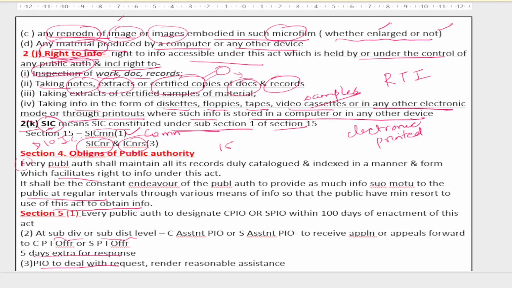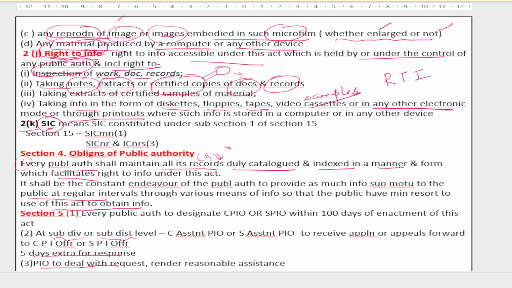Now we come to another important section, that is section 4 of the RTI Act. Section 4 of the RTI Act deals with the obligations of public authority. So what are the obligations of the public authority? Section 4 subclause 1 says that every public authority shall maintain all its records duly catalogued and indexed in a manner and form which facilitates the right to information under this Act.